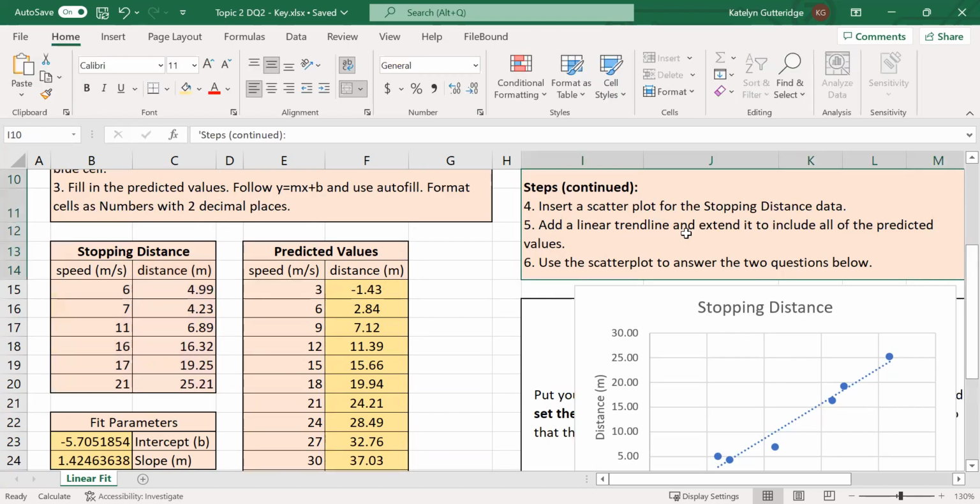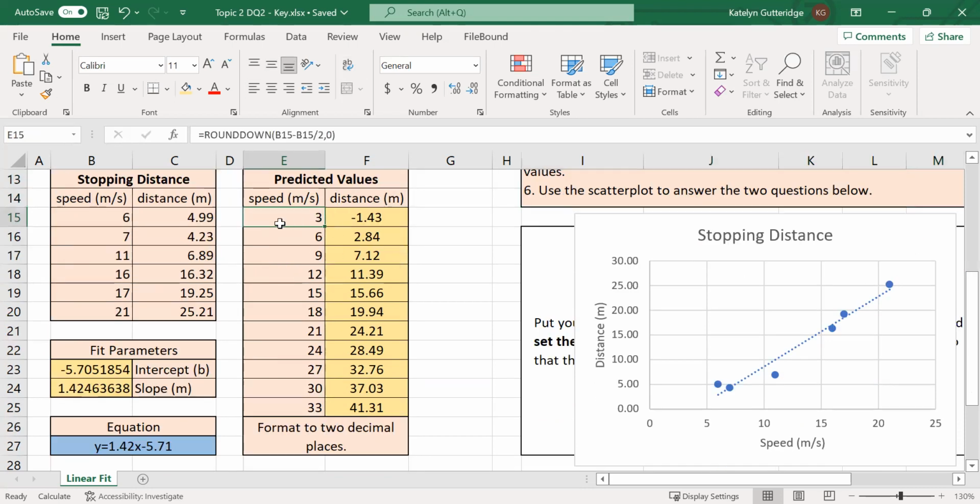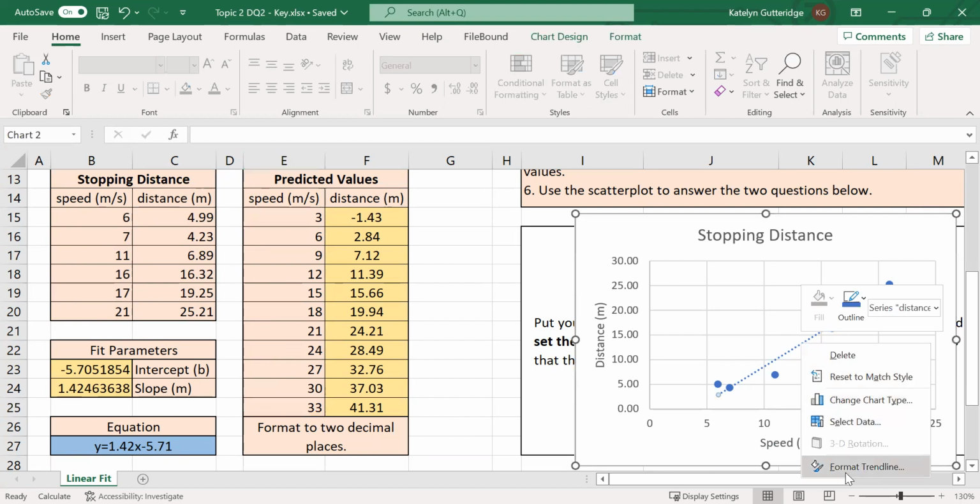We need to extend it to include all of the predicted values. The predicted values are going from 3 to 33. So we need to adjust the endpoints from 6 to 21. We want to bump it out to 3 and then to 33. So we need to change the format of the trend line. So go back to your chart. You're going to right click on that trend line and choose Format Trend Line. A window is going to appear.